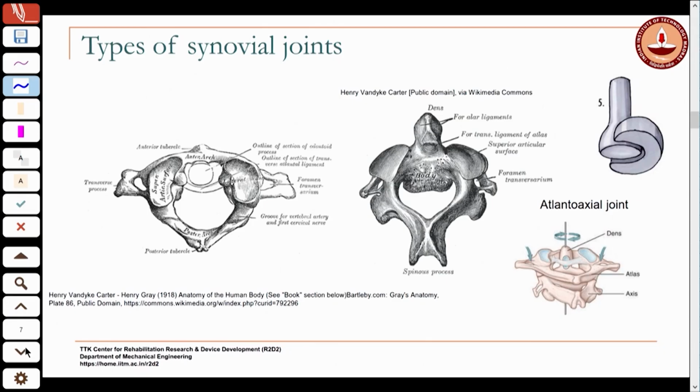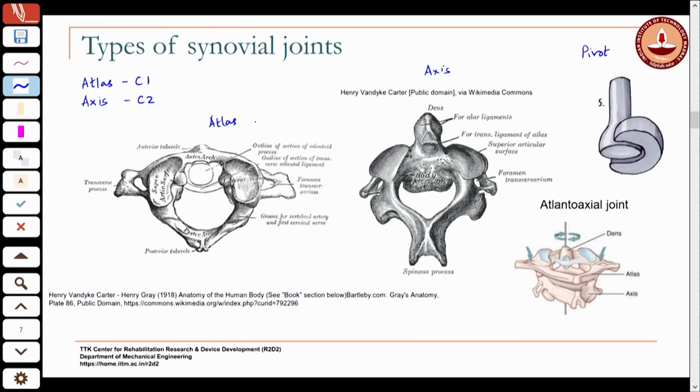Just to show you the structure of some of the joints. What joint is this? This is the pivot joint. A good example of this is the joint between the atlas and the axis. Atlas is the C1 vertebra and axis is your C2 vertebra. So, this is the axis, this is the atlas.